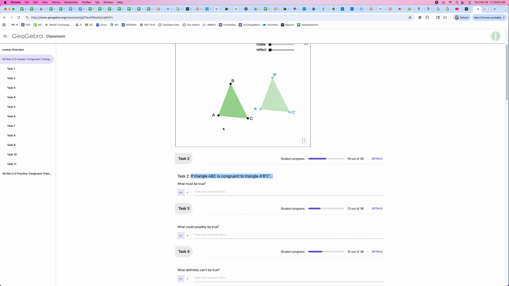And you could say the same thing about the sides, right? AC has to be the same length as A prime C prime. AB has to be the same length as A prime B prime. And BC has to be the same length as B prime C prime. So what definitely can't be true? Well, there can't be parts of the triangles that aren't congruent to each other. Every single part of the triangle has to match.